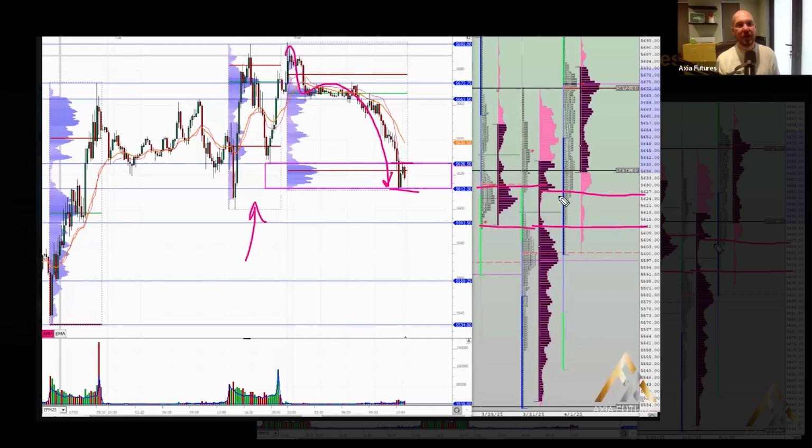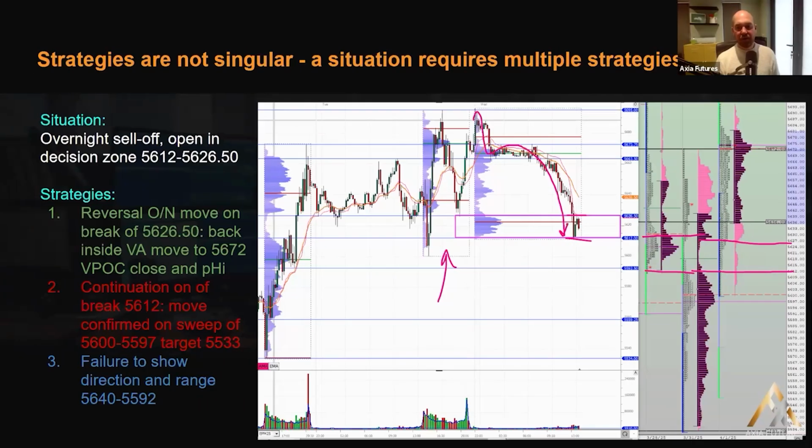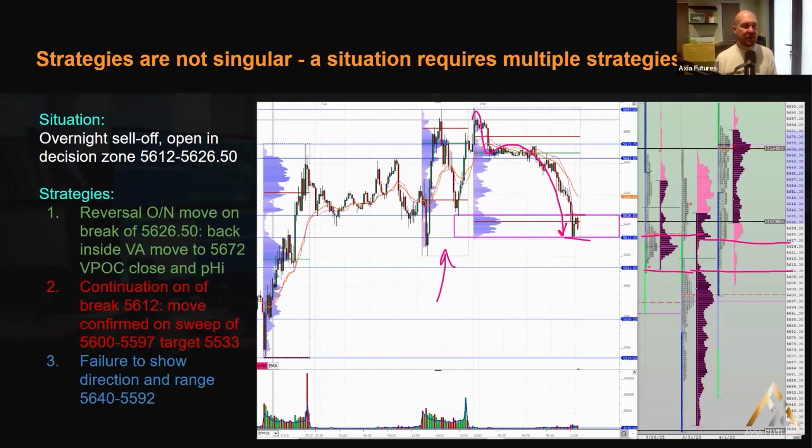It's also where we had a bit of volume on this previous day. So this is then the area that you're going to look to try and escape from. That then should set up the next directional moves for you. So you can have a couple of different strategies here.